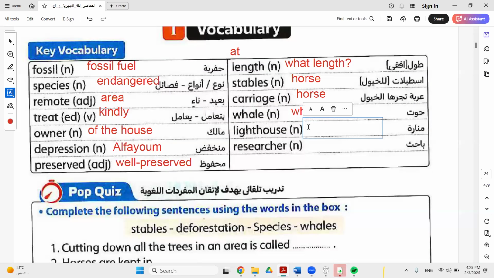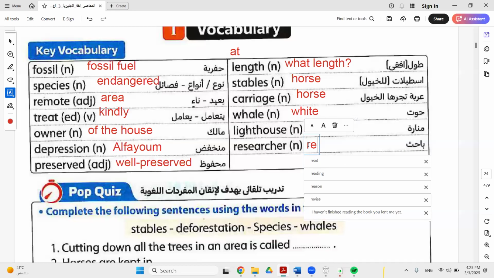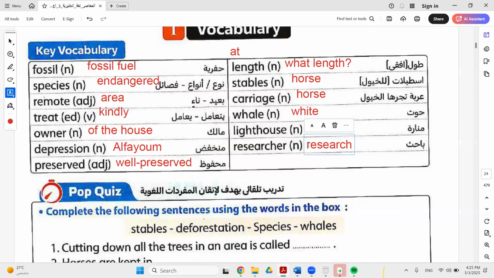Lighthouse of Alexandria. We have researcher. The verb is research. And we have researcher. Research بس بحث علمي. Scientific research. لكن ندور على شرابك ده اسمه search. I was searching high and low about my socks.